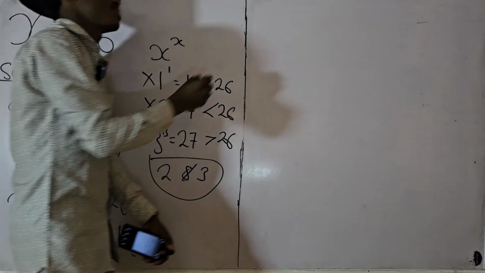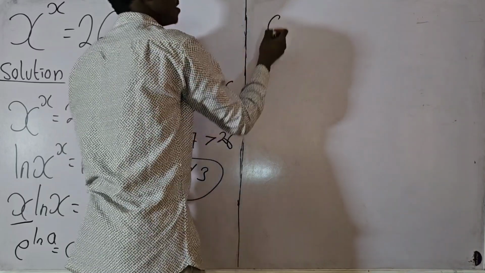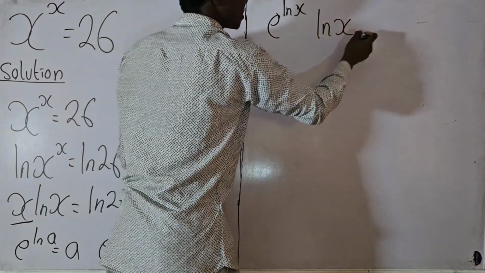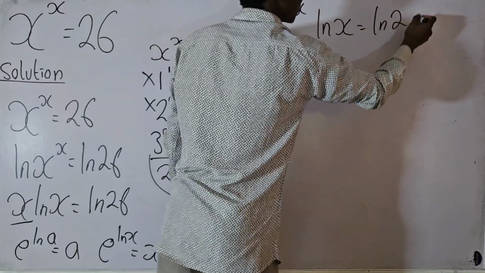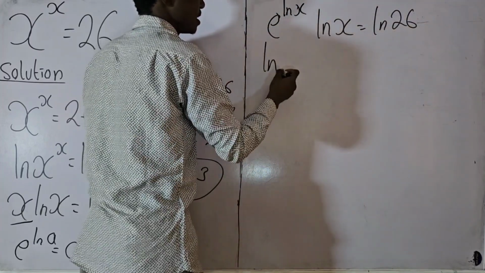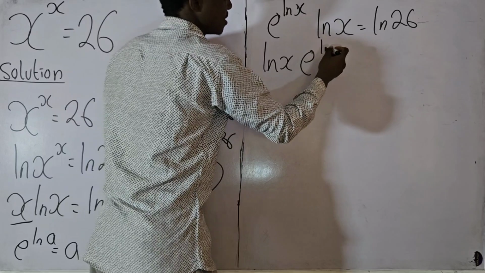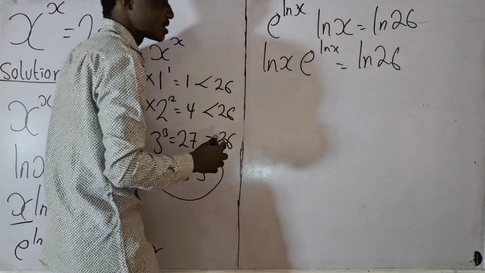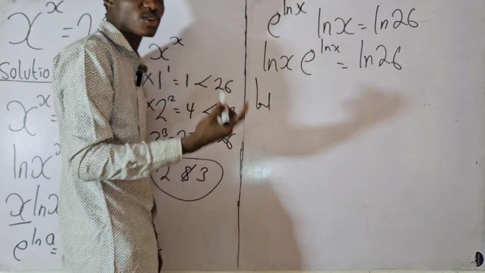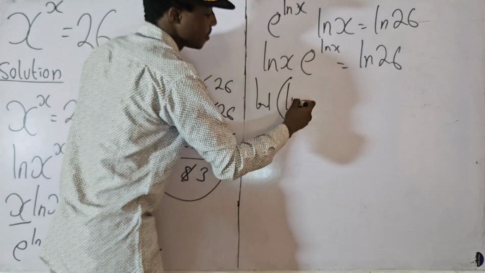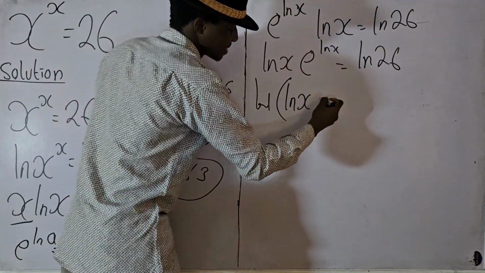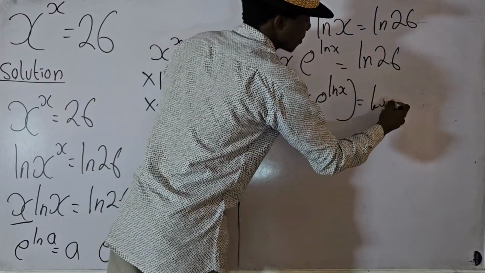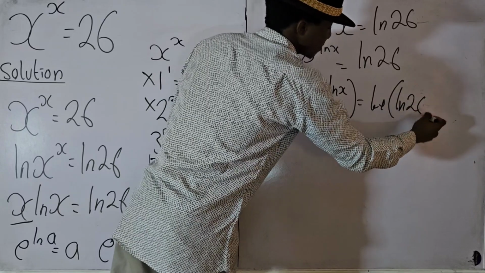So I'm going to have e raised to the power of ln x multiplied by ln x equals ln 26. Okay. So I'm going to have ln x e raised to the power of ln x equals ln 26. Are you following? Now listen. Take the Lambert W function of both sides. We're going to have W of ln x times e raised to the power of ln x equals ln 26.